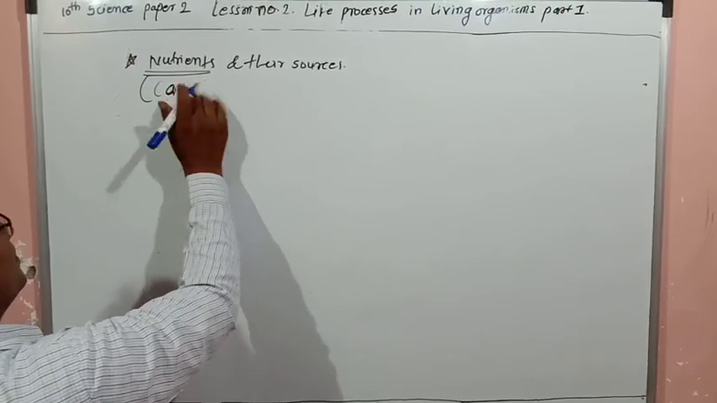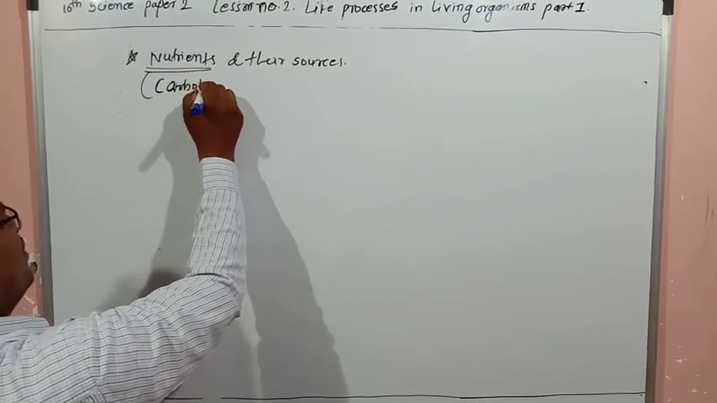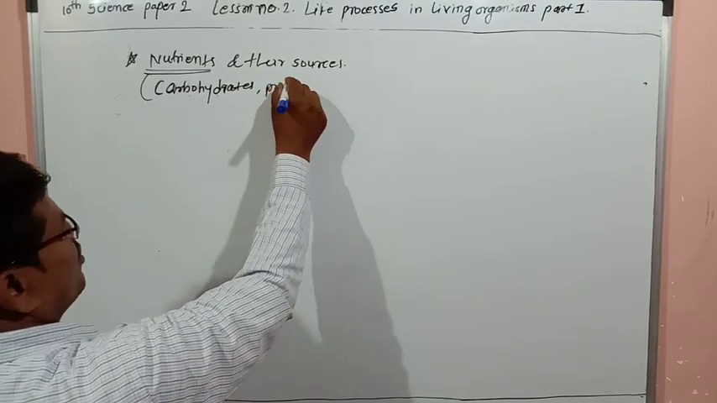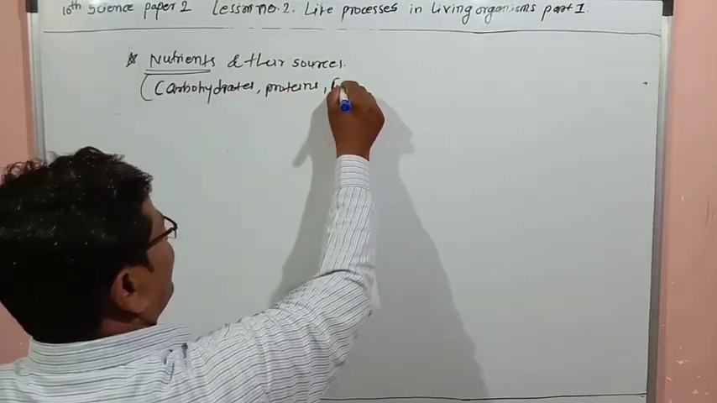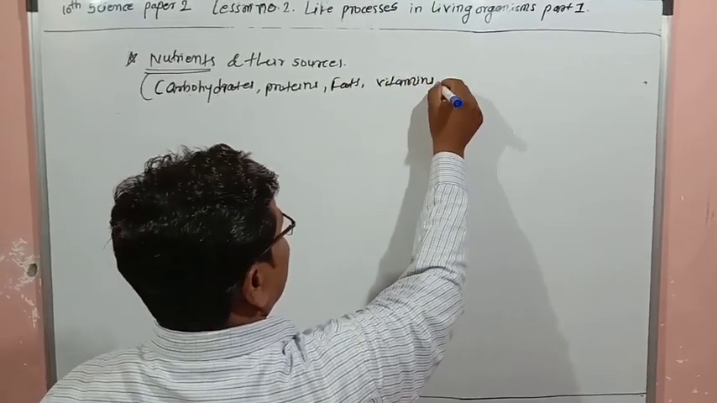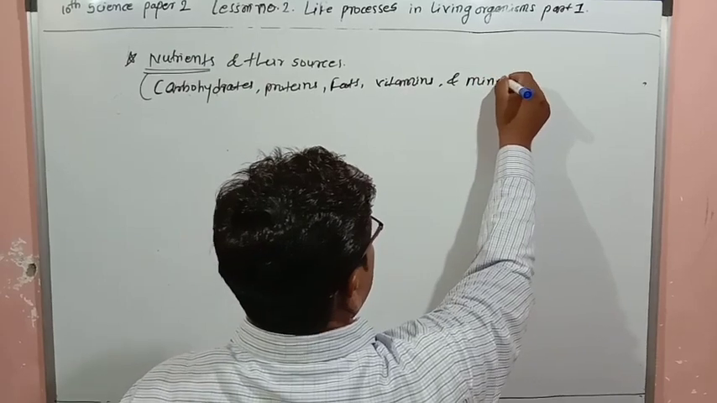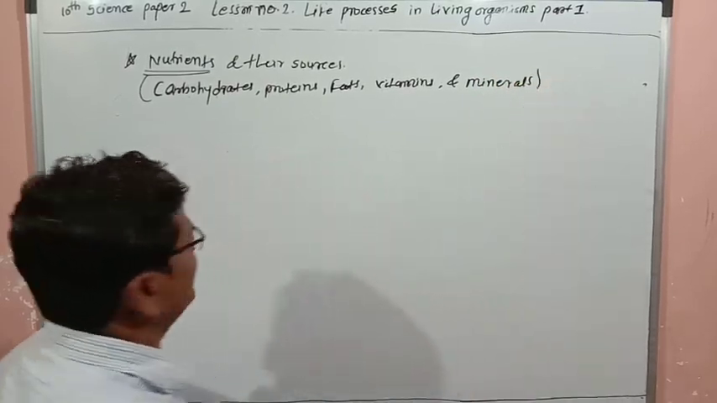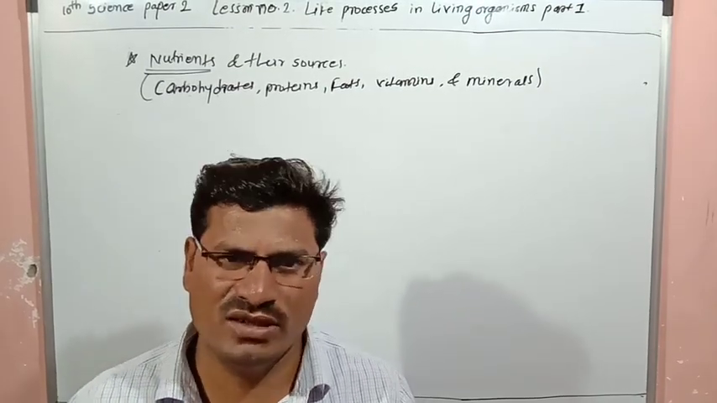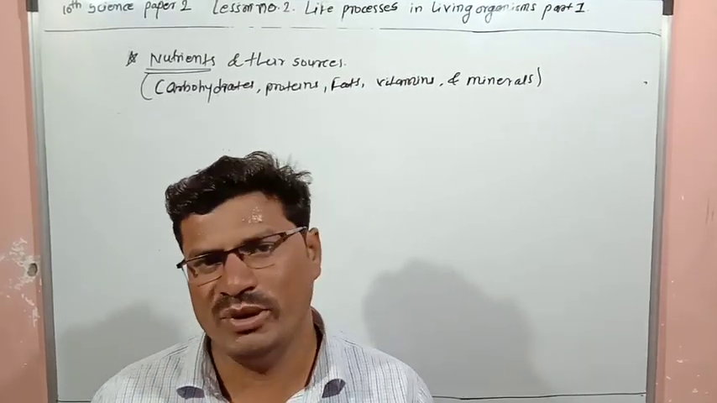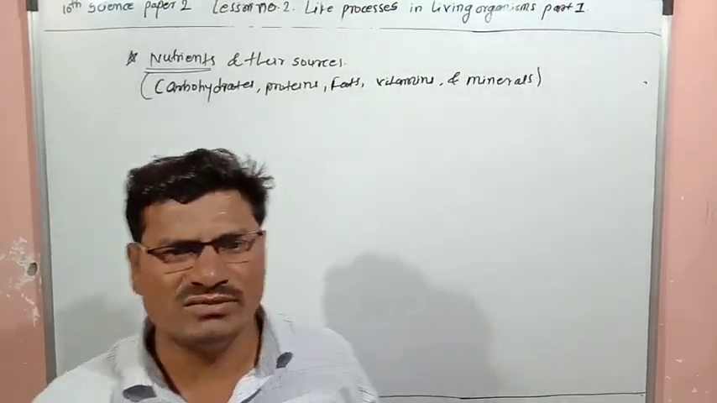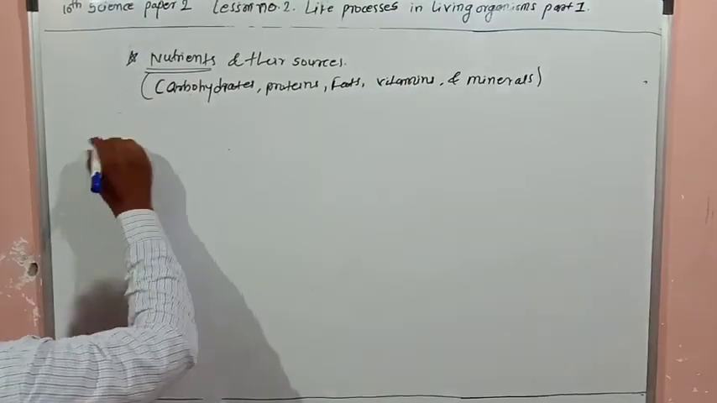The nutrients are carbohydrates, proteins, fats, vitamins, and minerals. These are the nutrients, and they are necessary for energy production, for the growth of the body, and for the repair of the body. So we'll see nutrients and their sources point-wise.